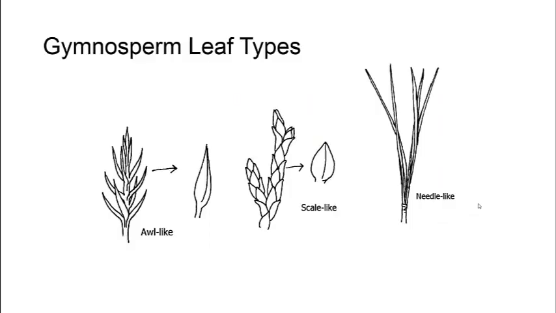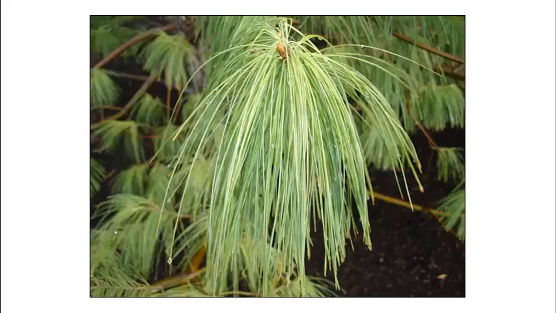Gymnosperms or cone-bearing plants also have different leaf types. The ones we're most familiar with probably are pines and firs and spruces, where they have needle-like leaves. But junipers and arborvitae and other types of gymnosperms may have scale-like leaves, which in this case can be picked apart just like this, or they may be awl-like and be sharp and spiny. So this is a picture of some pine needles that are radiating out here from limber pine.